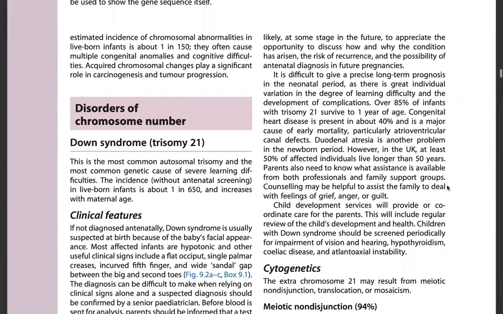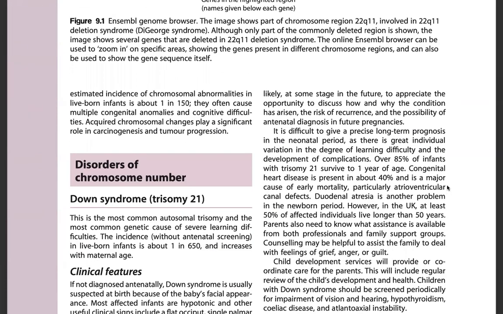Now, disorders of chromosomal number. First one is Down syndrome, which is trisomy 21. This is the most common autosomal trisomy and the most common genetic cause of severe learning difficulties. The incidence without antenatal screening in live-born infants is about 1 in 650 and increases with maternal age.